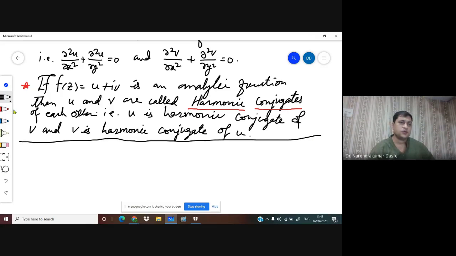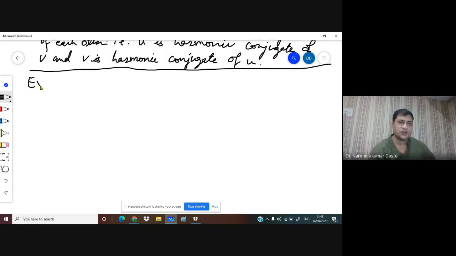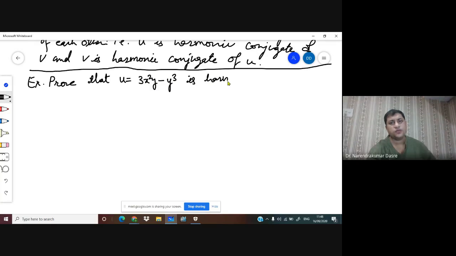Okay, so go with the example, then it will be more clear to you. Show that u is equal to 3x square y minus y cube is a harmonic function. Okay, this is going to be a harmonic function.